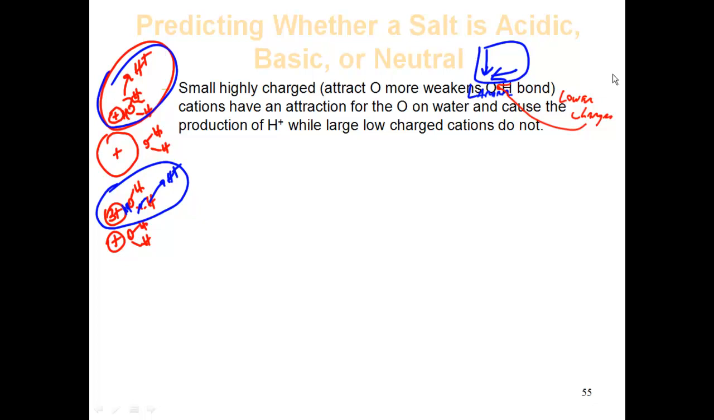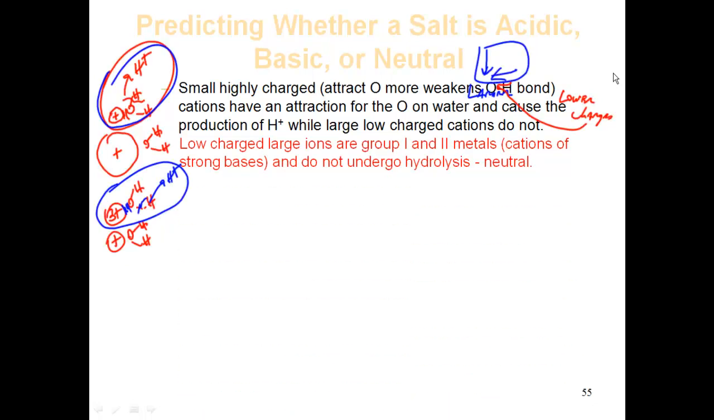What we have in common between the two is over on that side we have the larger species with the lower charges. Those also happen to be the same cations that are involved with the strong bases. So in essence, we can look at the strong base cations and say they're the ones that are going to be neutral. Any other cations are going to have some effect on the pH of the solution.